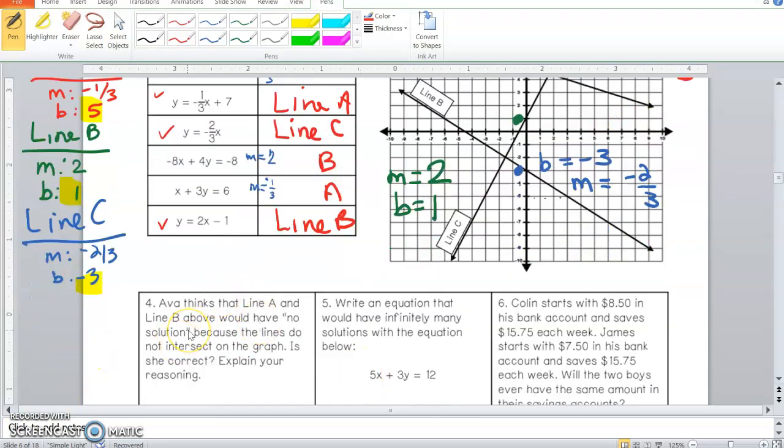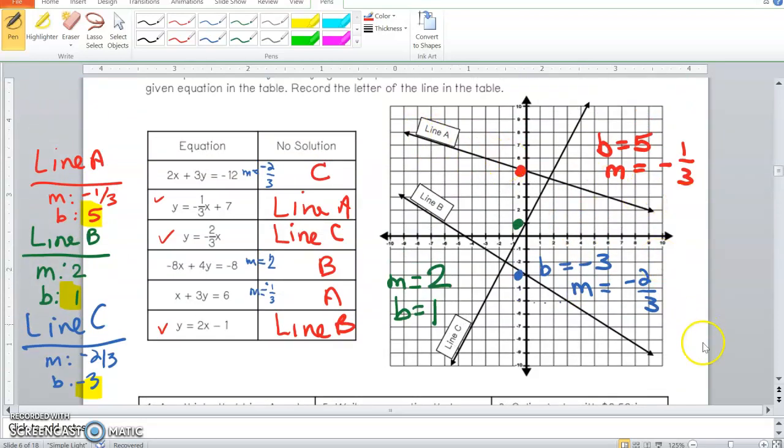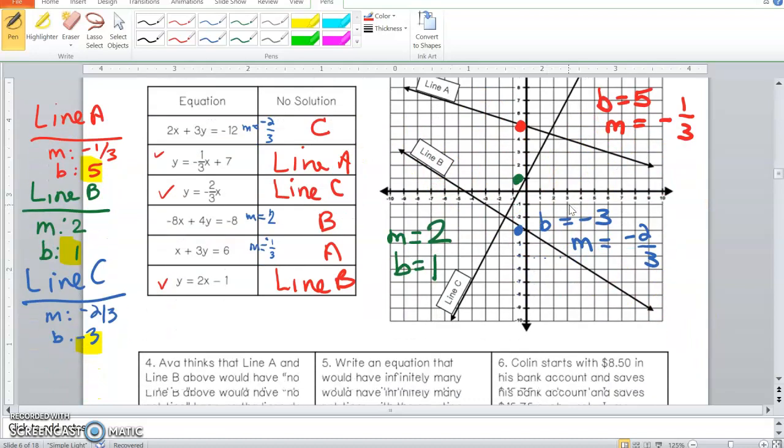So number 4 is a common thing that students will do. We're observing a graph and the behavior of the graph. So this student, Ava, thinks that line A and line B above would have no solution because the lines do not intersect on the graph. Is she correct? Well, looking at the graph, line A and line B do not intersect. So she's correct about that. Is she correct that since they don't intersect on the graph, there is no solution?